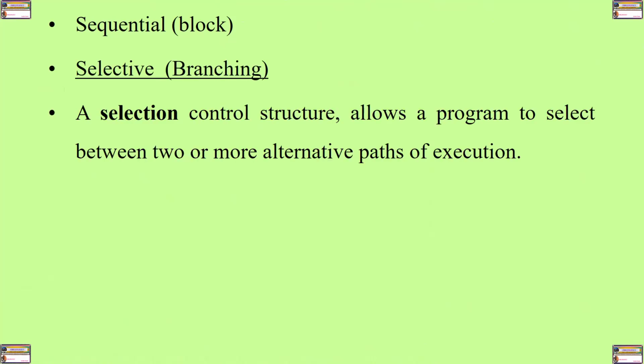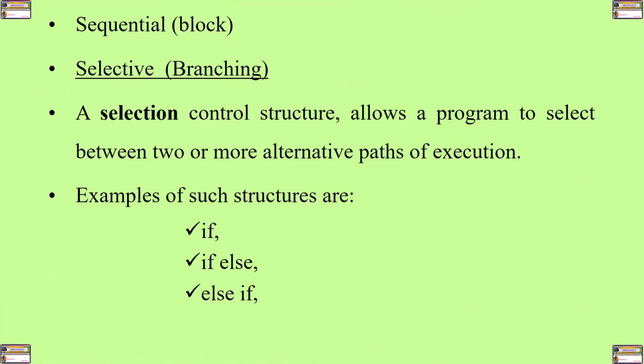But when we speak about selective control structures, which we also call branching, we are simply speaking about a set of instructions that have been written, allowing a program to select between two or more alternative paths of execution. And the examples of such structures are the if-else, else-if, and switch.